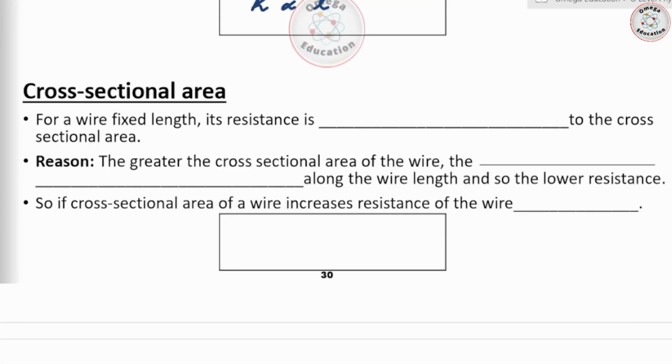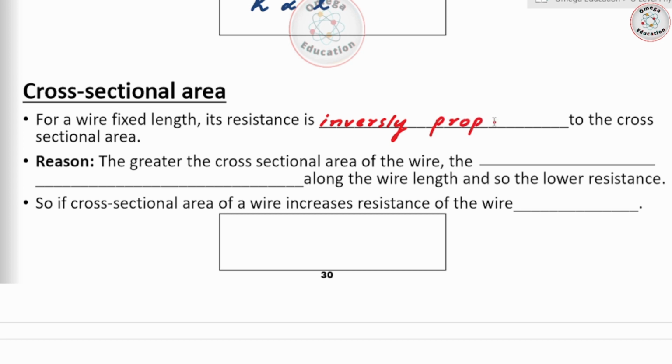All right, so the next thing is the cross-sectional area of the conductor, or the thickness of the conductor, like how thick the conductor or the wire is. That would also affect the amount of resistance that it has. So for a fixed length, if we're not changing the length, we're not changing anything else, we're not changing the temperature, then its resistance is inversely proportional to the cross-sectional area. It's the other way around with respect to the length.